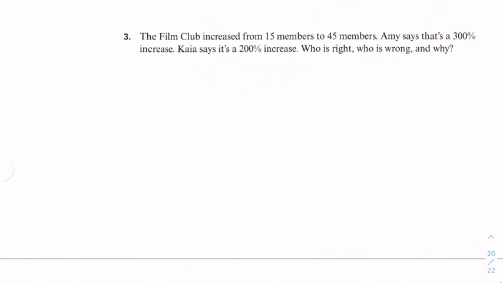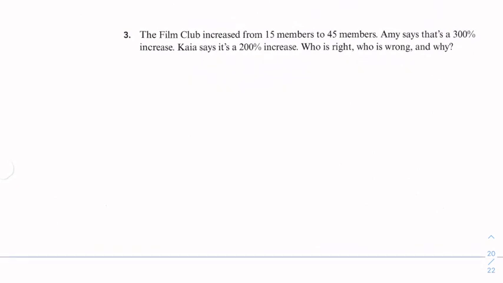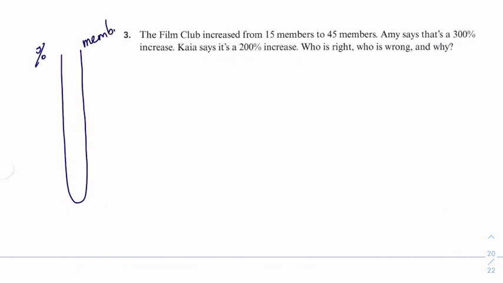The film club increased by 15 members to 45 members. Amy says that that's a 300% increase. Kaya says it's 200% increase. Who's right and who is wrong? So if we have members and percent, it went from 15 to 45, so it went up by 30 members. And the question again is, what is this? So Amy thinks that that's 300% increase, and Kaya thinks that it's a 200% increase, and I'd like you to explain who you think is right and why.